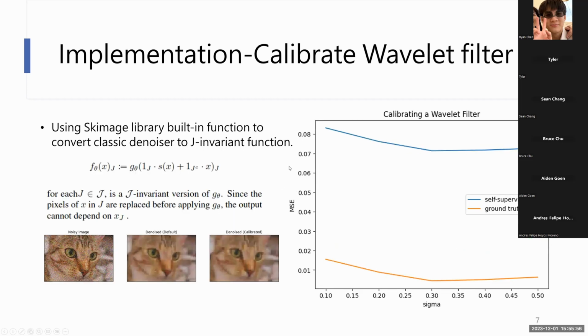Next, we calibrate a wavelet filter. Basically, we use this function here. We calibrate the original wavelet filter into a J-invariant version, so we can do self-supervised denoising in the same manner. And from the graph here, you can tell it has the same results.